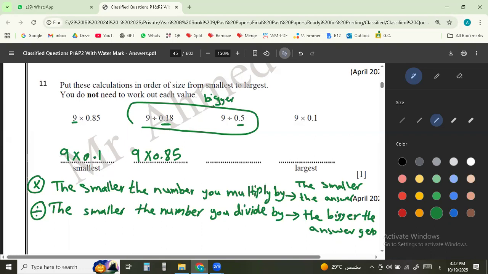So here, which one is smaller? 0.18 is smaller than 0.5. We compare first. The first digit after the point is 1, and the first digit after the point is 5. This is as if you're saying it's 0.50, not just 5. So definitely 0.18 is smaller. So you're dividing by a smaller number, then definitely this is bigger. So 9 divided by 0.18 is bigger than 9 divided by 0.5.